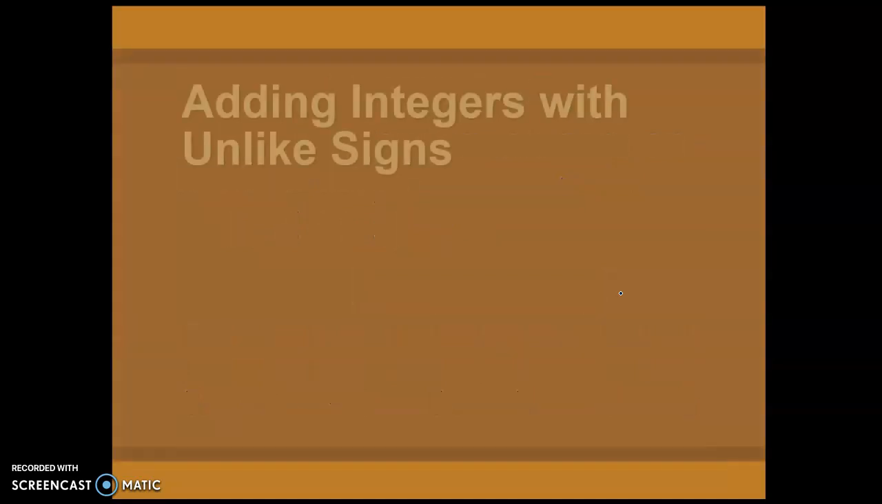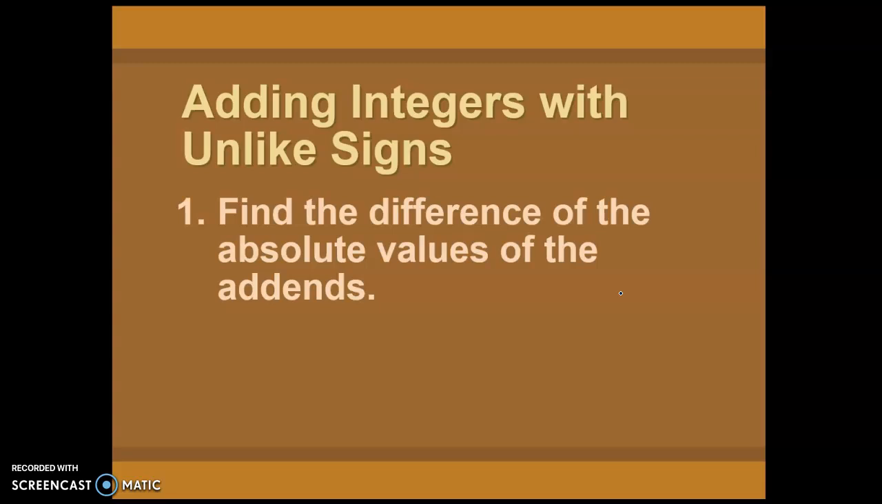All right, let's take a look then at our shortcuts here. So what do we do when we're adding integers and the signs are not the same? The first thing that we're going to do is find the difference of the absolute values of the add-ins. So we're going back to absolute value again, but this time we're finding the difference, meaning we're going to subtract them. When they had the same sign, we could add them, but now that they've got different signs, we are going to subtract the absolute value.